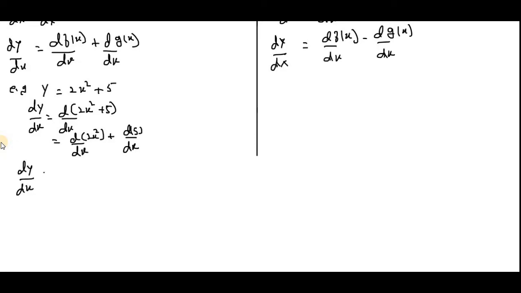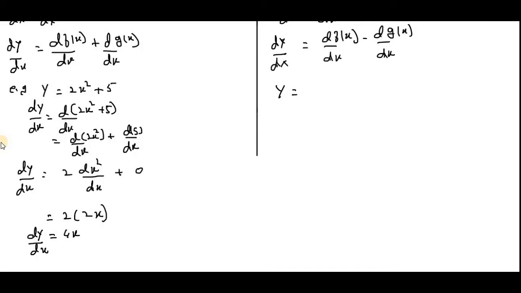So dy by dx is equal to 2 d x square over dx. Here we have applied the formula constant times function, plus the derivative of 5, which is a constant, is 0. Therefore 2 into 2x, where we have applied the power rule, so we get 4x as dy by dx.